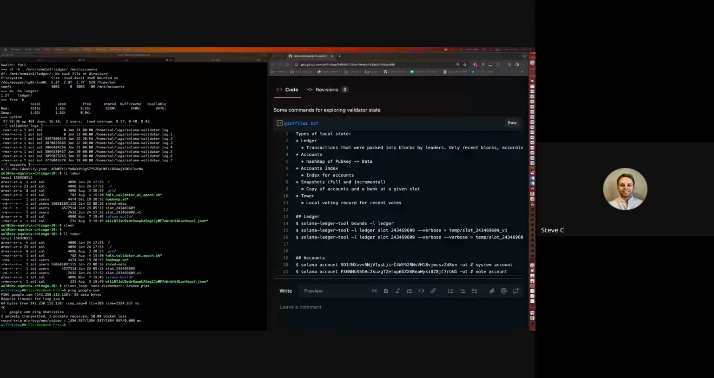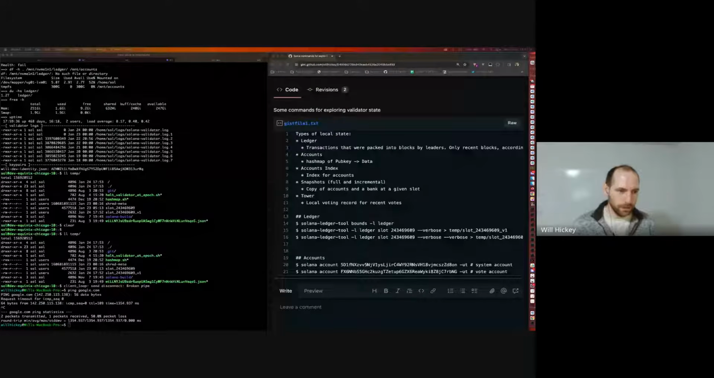To answer Will's question, it is the slot number, not the block number, the time slice slot, not the actual block height, in the file name. Awesome. Okay. I have switched networks. Hopefully my connection is better. Apologies. Thanks for the clarification there, Steve.